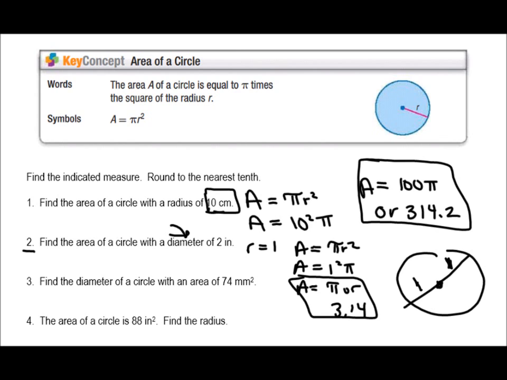Okay, working backwards. Number 3, we're going to work backwards. So this time we want to find the diameter of a circle with the area of 74. So area of our circle is pi times the radius squared. They gave us the area was 74. That equaled pi times the radius squared. Our job here is going to be to find the radius, and once we find the radius we can multiply it by 2 to get the length of the diameter.